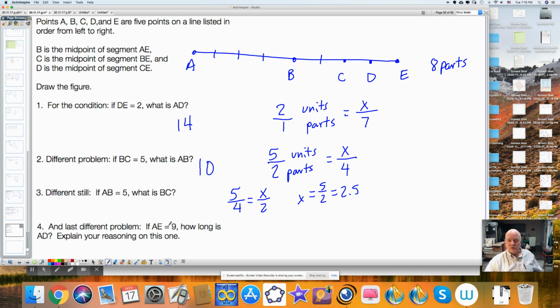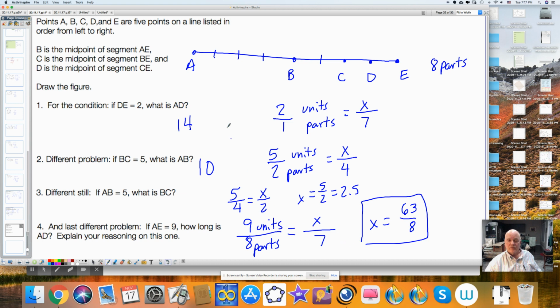And finally, this is no different. It's just a little bit harder, but it's no different. AE, which is 8 parts, is equal to 9 units. That means that 1 unit would be 9/8. So how many is 7 parts? That is from A to D. Well, when you multiply both sides by 7, you get x is equal to 63/8. Is that correct? Well, yeah. 9/8, 9/8, 9/8, 9/8. You do it 7 times. Anyway.